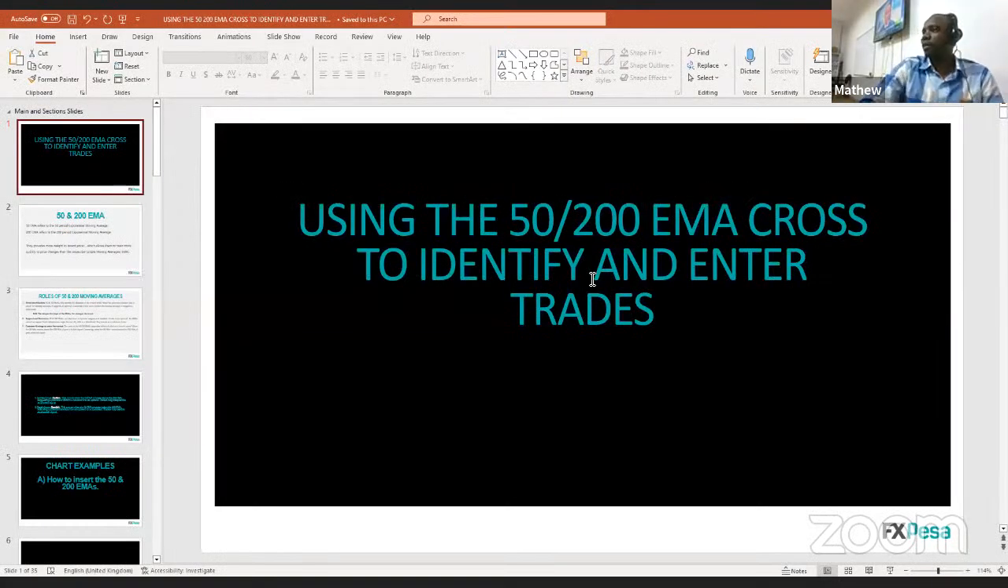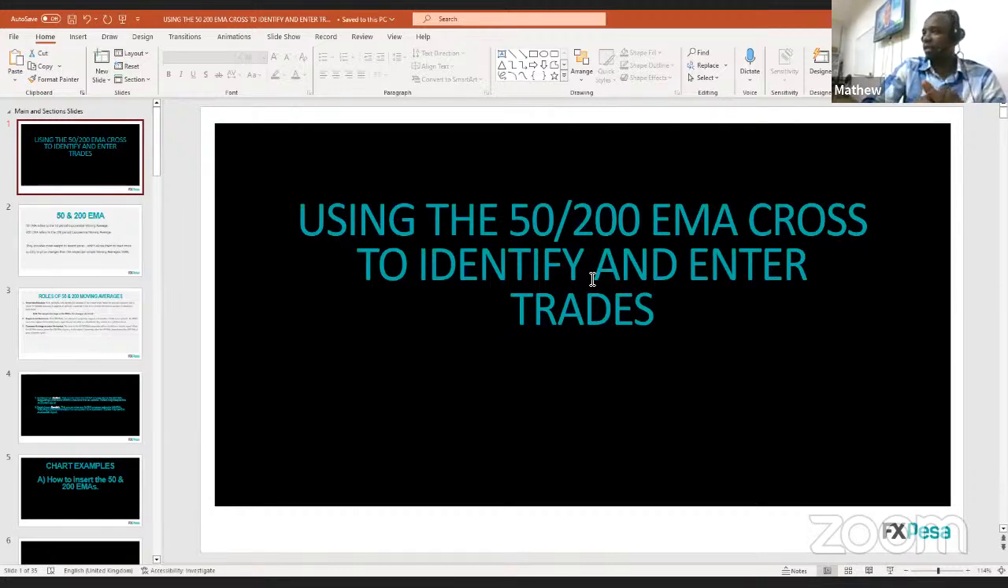Today we are going to have a look at a few setups. Basically the topic today is all about using the 50-200 EMA Cross to identify and enter trades. I hope we'll have a fruitful session. So let's have a look at this. So let's see what we'll be learning.